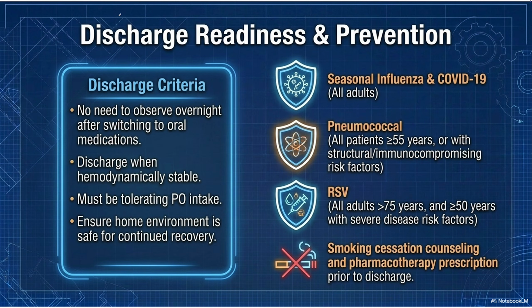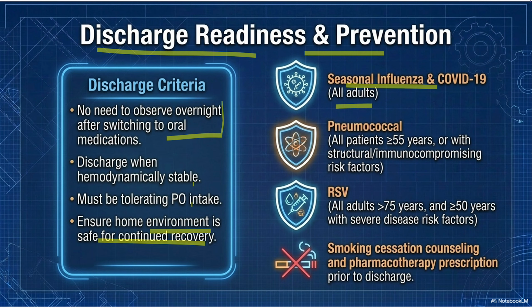Slide 14, Discharge readiness and prevention. Discharge planning begins before discharge day. Patients should be hemodynamically stable, tolerating oral intake, and should not require overnight observation after transitioning to oral medications. Equally important is ensuring a safe environment for continued recovery at home. Discharge also provides an opportunity for prevention. Review vaccination status carefully. Consider seasonal influenza vaccination, COVID-19 vaccination, pneumococcal vaccination, and RSV vaccination when indicated. For smokers, provide smoking cessation counseling and appropriate pharmacotherapy before discharge. The admission may be ending, but prevention of the next admission starts today.